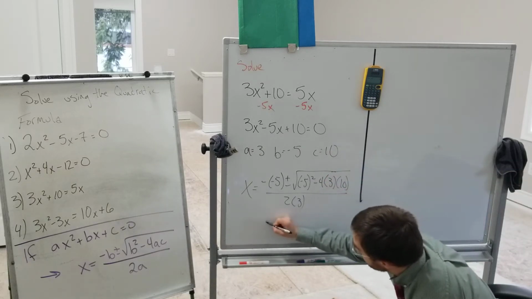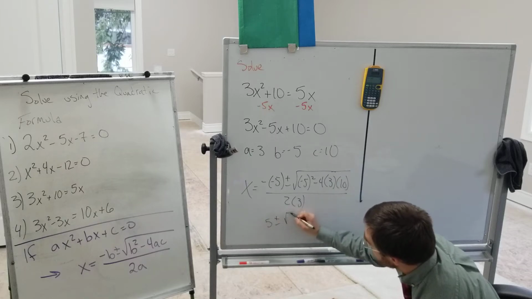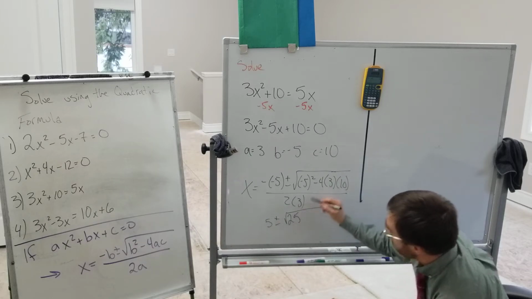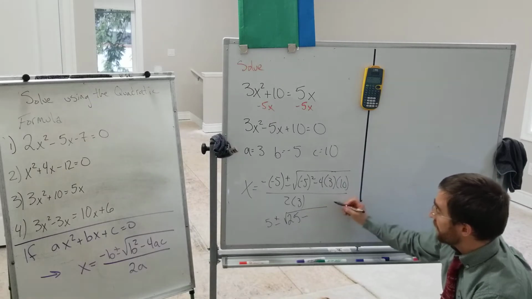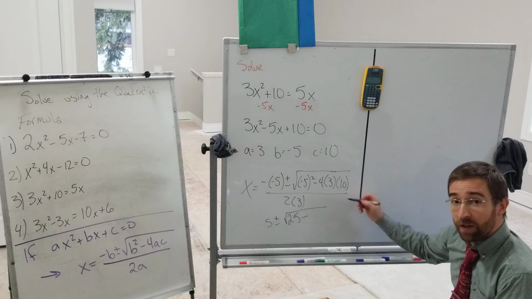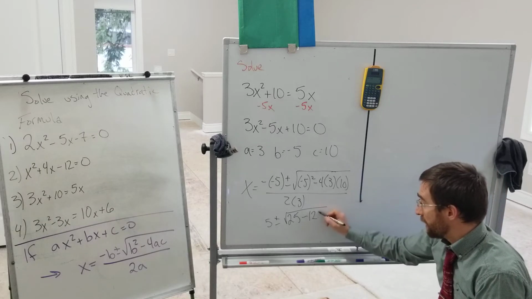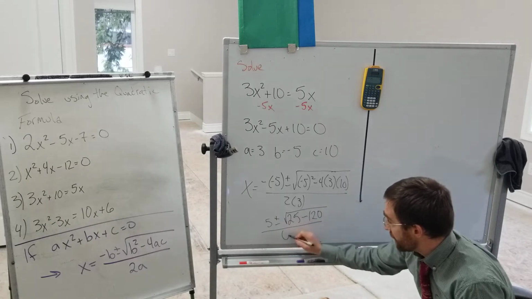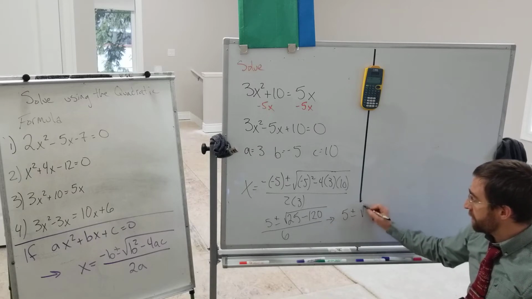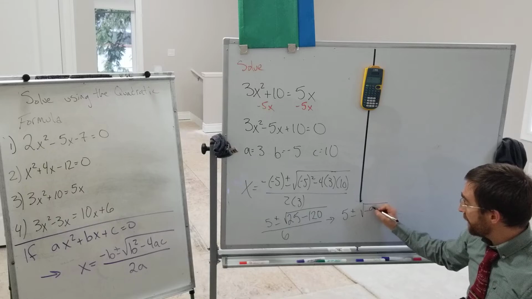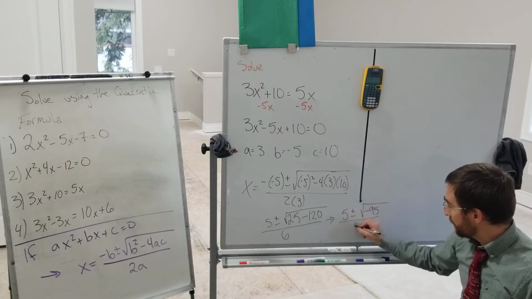Okay. Now we look at the discriminant, the stuff under the square root. All right, this is 5 plus or minus the square root of 25. Negative 5 times negative 5 is 25. And then minus 4 times 3 is 12. 12 times 10 is 120. Divided by 6. So here we have 5 plus or minus the square root of negative 95 divided by 6.